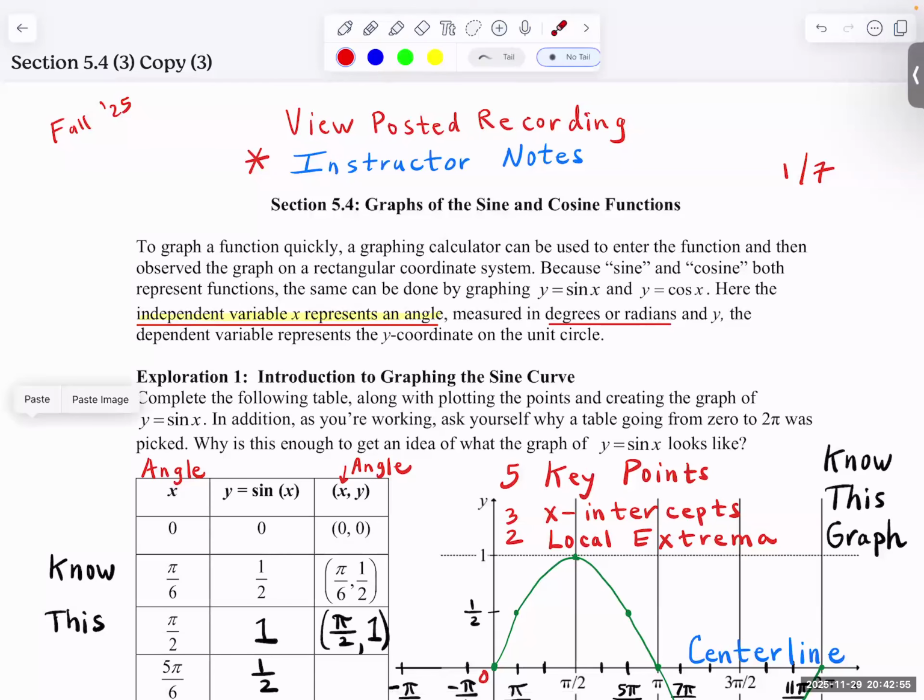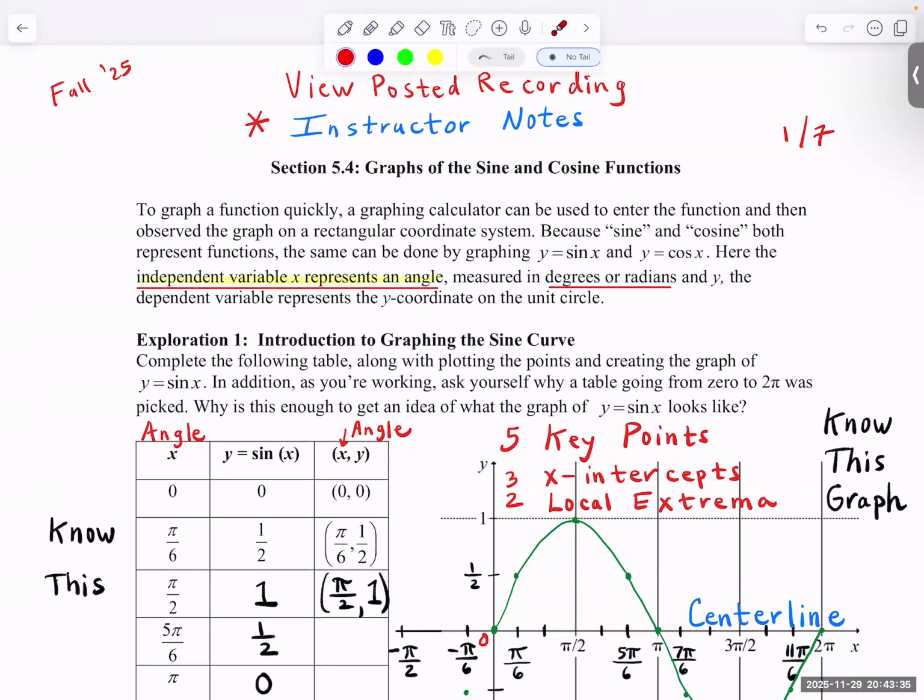Section functions. To graph a function quickly, a graphing calculator can be used to enter the function and then observe the graph on a rectangular coordinate system. Because sine and cosine both represent functions, the same can be done by graphing y equals sine of x and y equals cosine of x. Here, the independent variable x represents an angle measured in degrees or radians, and y, the dependent variable, represents the y-coordinate on the unit circle.